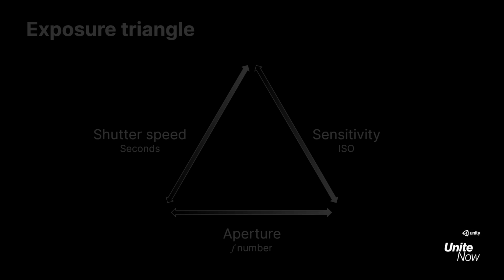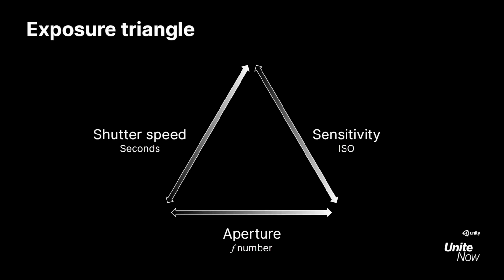Do you remember the exposure triangle I mentioned previously? In a real camera, the shutter speed, the aperture, and sensitivity control the exposure. Because HDRP focuses on physical correctness, of course, we also offer a physical camera that will let you set up your exposure like on a real camera.